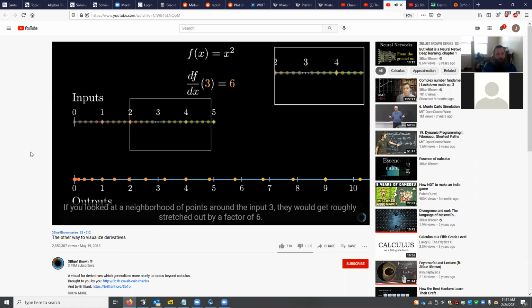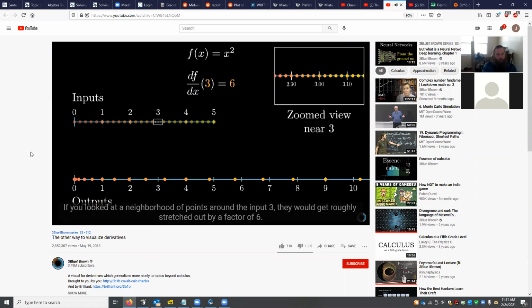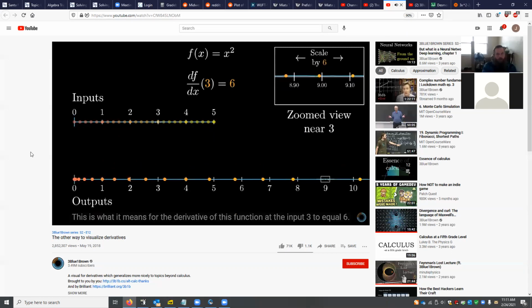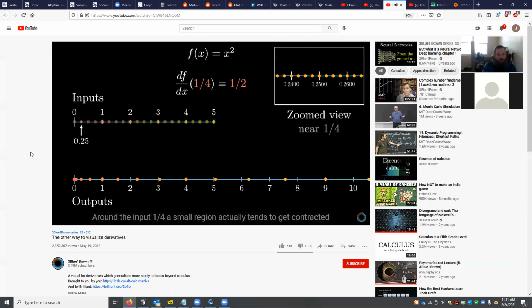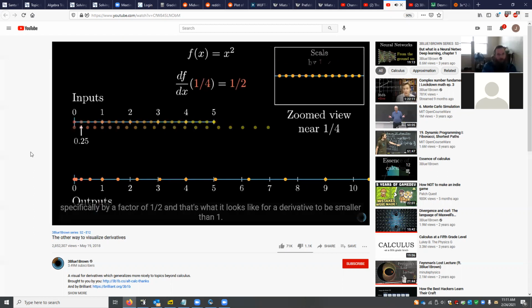If you looked at a neighborhood of points around the input 3, they would get roughly stretched out by a factor of 6. This is what it means for the derivative of this function at the input 3 to equal 6. Around the input 1/4, a small region actually tends to get contracted, specifically by a factor of 1/2. And that's what it looks like for a derivative to be smaller than 1.